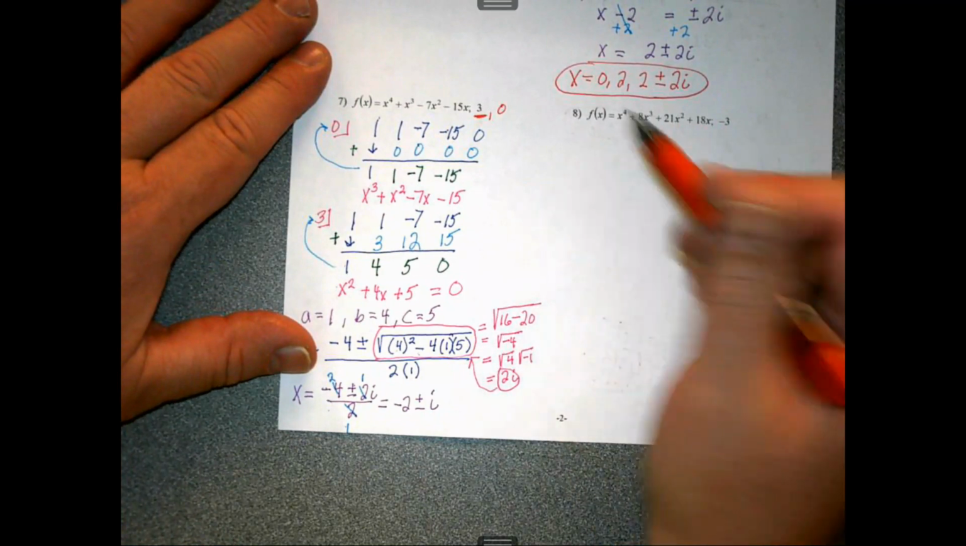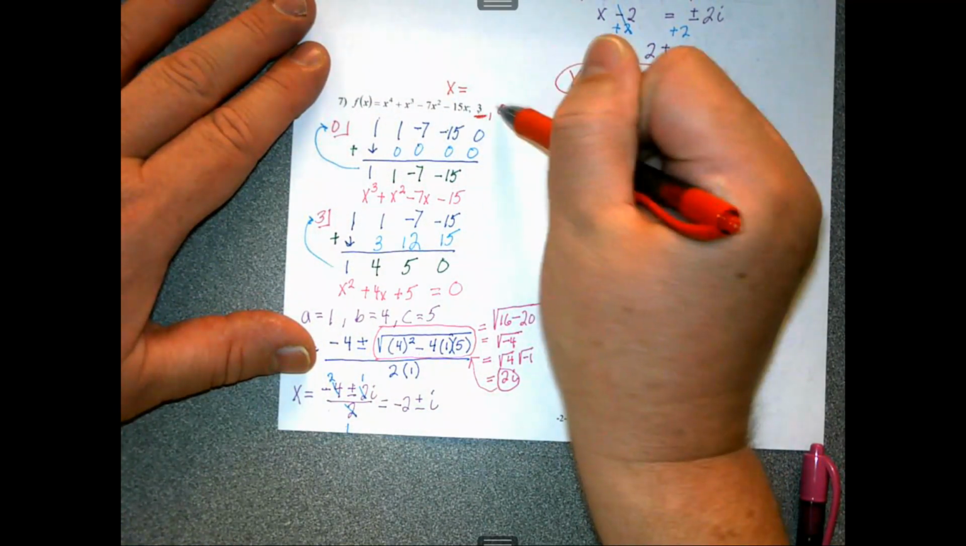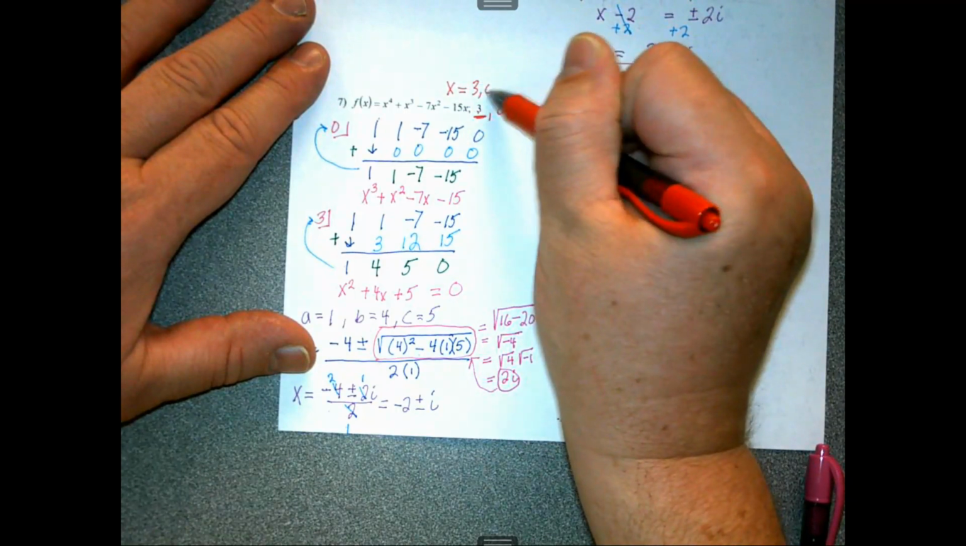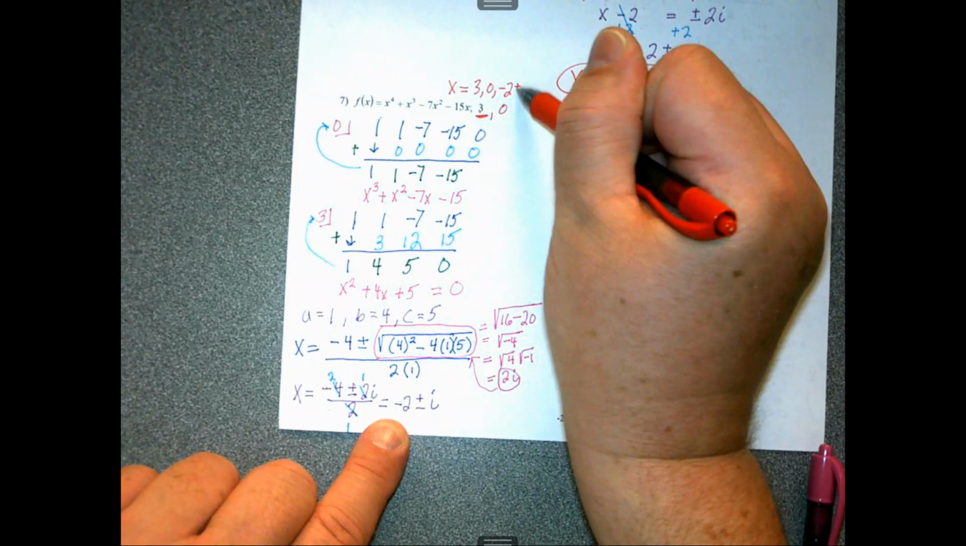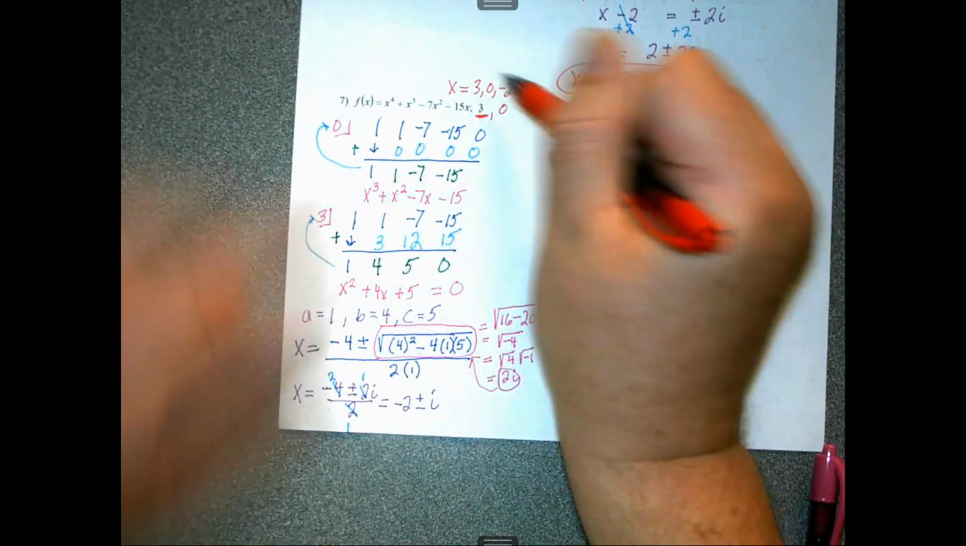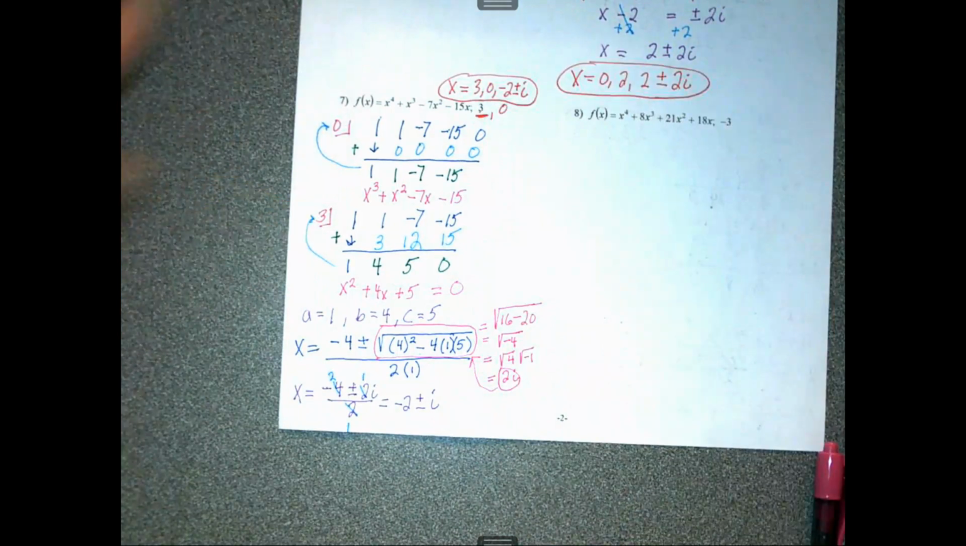So my zeros: x equals 3, 0, negative 2 plus or minus i. Pretty cool, huh?